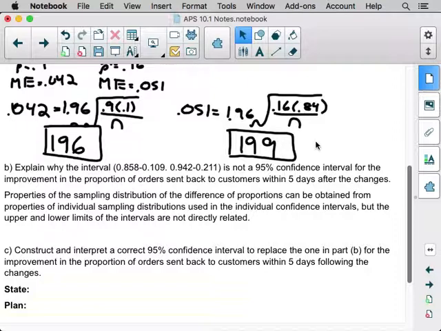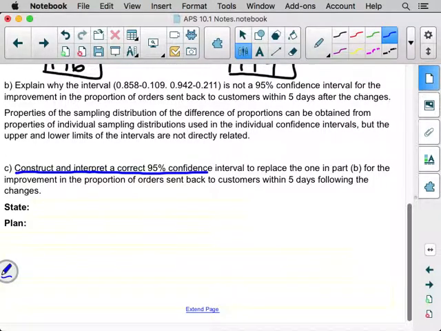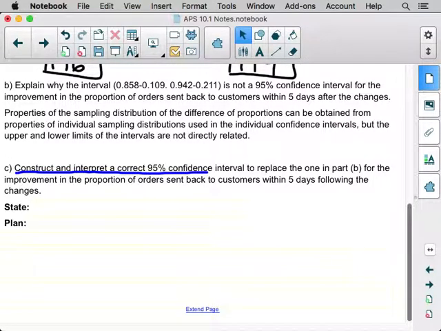All right, so speaking of that two-sample procedure, let's walk through this example and actually do it the right way. Now they want us to go back and actually construct and interpret a 95% confidence interval for the improvement in the proportion of orders sent back to customers. So this is the state step. How many samples are we looking at? Two samples. So this is a two sample procedure.